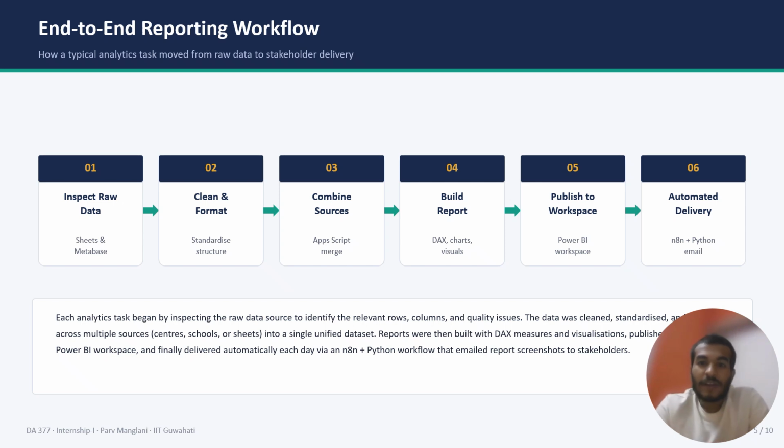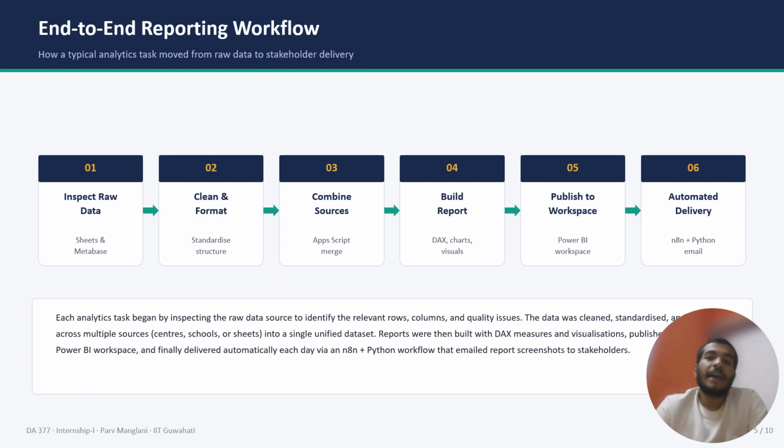Before I get into specific projects, this slide shows the standard workflow I followed for almost every analytics task, because it became my default process. It started with inspecting raw data, figuring out which rows and columns are useful, what's missing, what's malformed. Step 2 is cleaning and formatting. Step 3 is combining sources, and this was usually the hardest part because data came from multiple sheets across multiple centers, and AppScript was what stitched it all together.